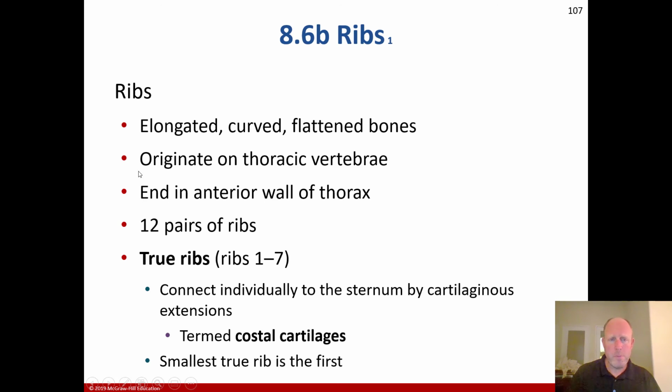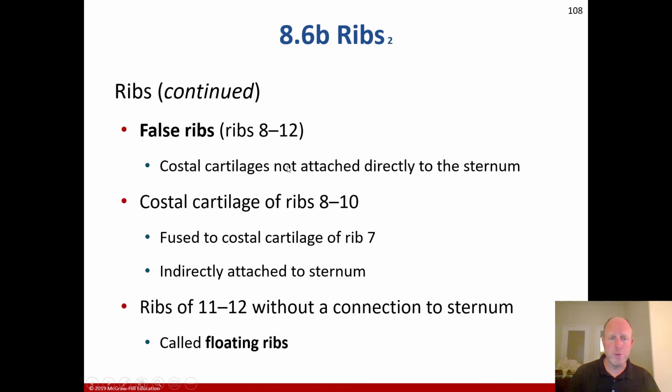The ribs. They're elongated, curved, flattened bones. They originate on the thoracic vertebrae and end in the interior wall of the thorax. There are 12 pairs. The true ribs, 1 through 7, connect individually to the sternum by cartilaginous extensions termed the costal cartilages, and the smallest true rib is the first. False ribs are 8 through 12.